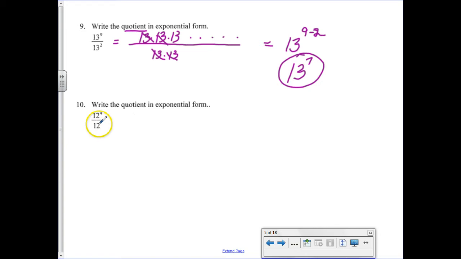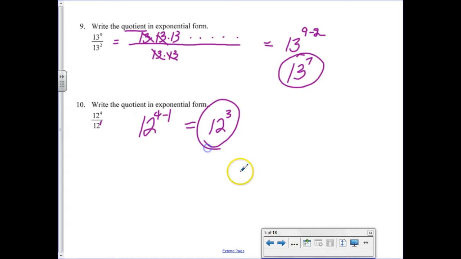Number 10, keep in mind this is really a 1 there, 12 to the 1st power. So when you go to simplify it, you'll get 12 to the 4 minus 1 power, which is 12 to the 3rd.